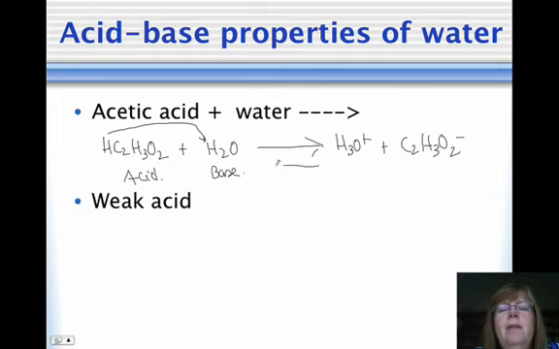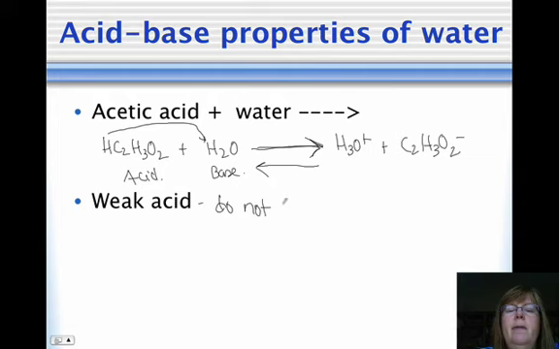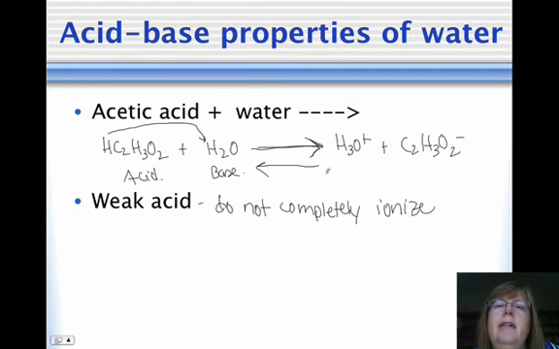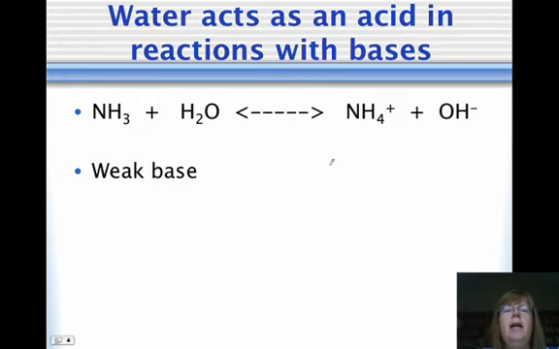And we're going to look at equilibrium, which means the reaction goes both ways, and that's in our next unit. But weak acids are ones that do not completely ionize, do not completely break apart. They do make ions in solution, but just not the amount of ions that a strong acid would make in water.